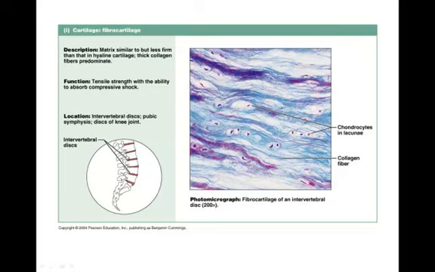So here we see the intervertebral disc. Here's our vertebrae, hence the name intervertebral disc. And then we have it in our pubic symphysis. This is the area where our pubic bones come together. That's what symphysis means. And the discs of the knee joint are called the menisci. So that's where we have our fibrocartilage.